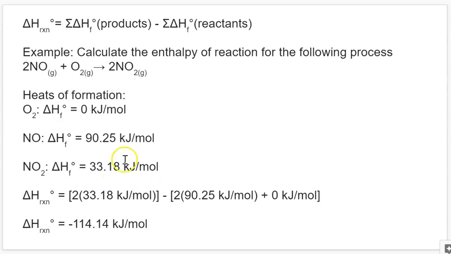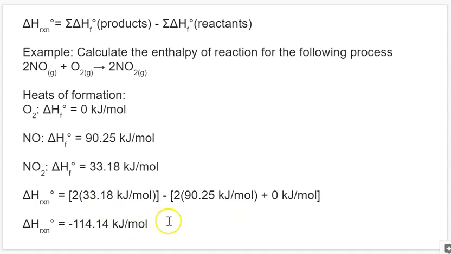So let's calculate this the same way that we were doing it before: the heats of formation of the products minus the heats of formation of the reactants. We're going to start with the NO2, which is a value of 33.18 kilojoules per mole. I'm going to multiply it by 2, and that's the only product, so I'm going to bracket that off, and then subtract the heats of formation of the reactants. We have NO, which is 90.25 kilojoules per mole, and we have 2 of them, so we multiply that by 2, plus 0 kilojoules for the oxygen, being a pure substance with a heat of formation of 0. And then I compute it, and I get negative 114.14 kilojoules per mole.